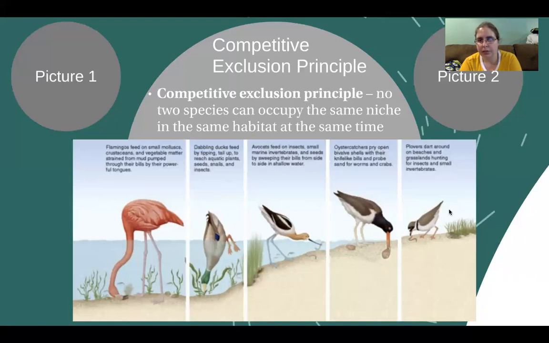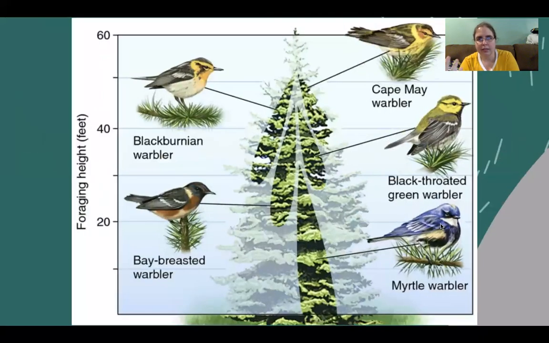And plovers are going to look for very, very small invertebrates as well as insects. And it's not going to go in the water at all. It's going to stay at the water's edge. So again, very similar to that picture we saw a couple of slides ago.